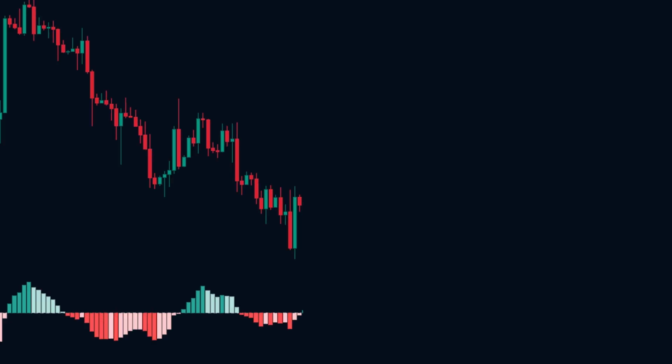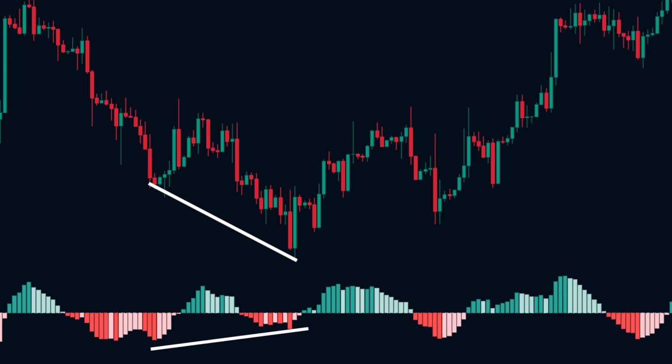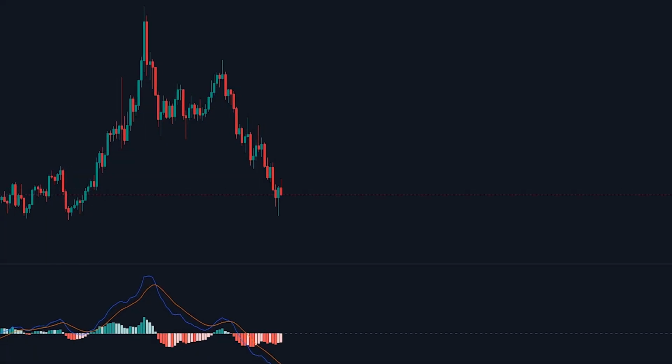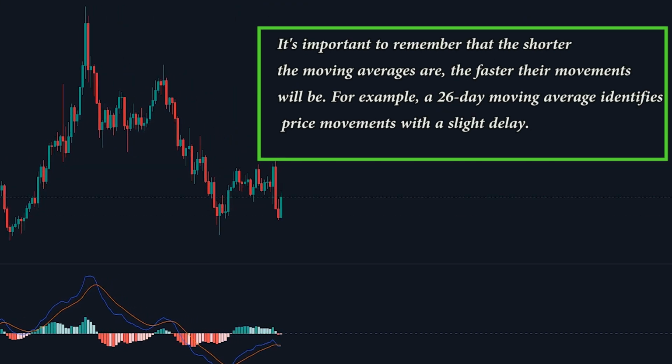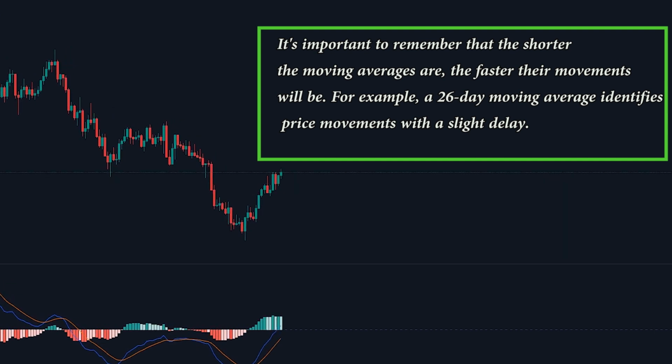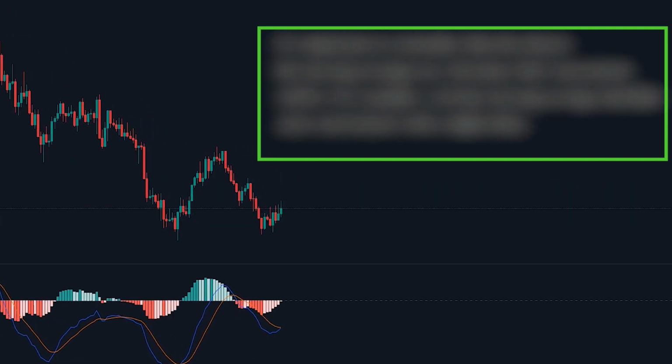The MACD indicator fundamentally examines the convergences and divergences of moving average values. In general, when 2 moving average curves move towards each other, convergence is said to occur. Movements of the 2 moving averages away from each other over time signify divergence. It's important to remember that the shorter the moving averages are, the faster their movements will be. For example, a 26-day moving average identifies price movements with a slight delay.